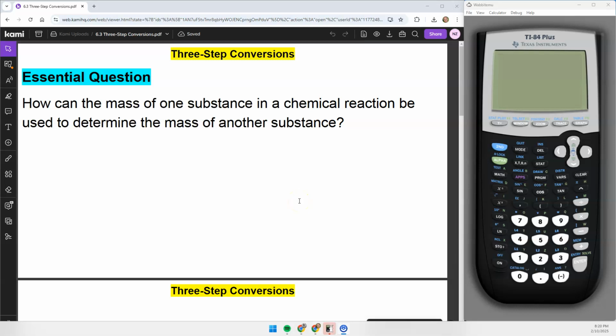In this video, we're going to go through three-step conversions, specifically grams to grams conversions. The essential question that we're going to be answering is how can the mass of one substance in a chemical reaction be used to determine the mass of another substance?